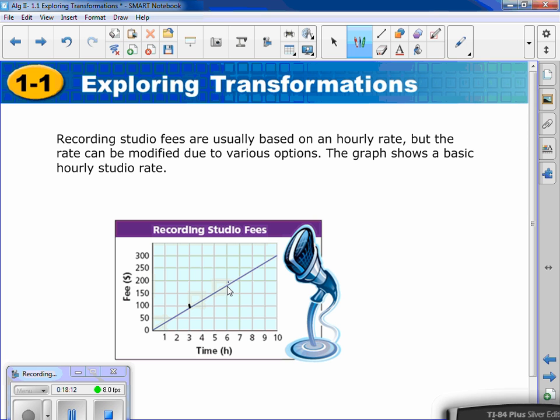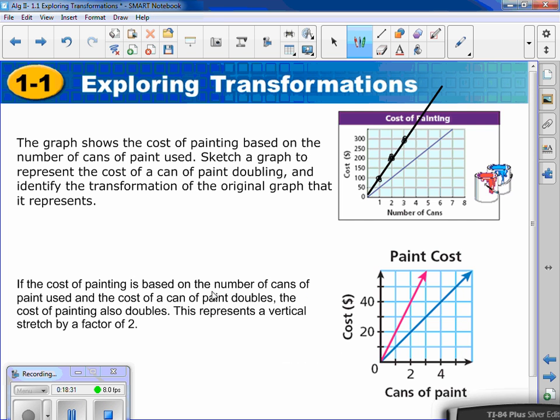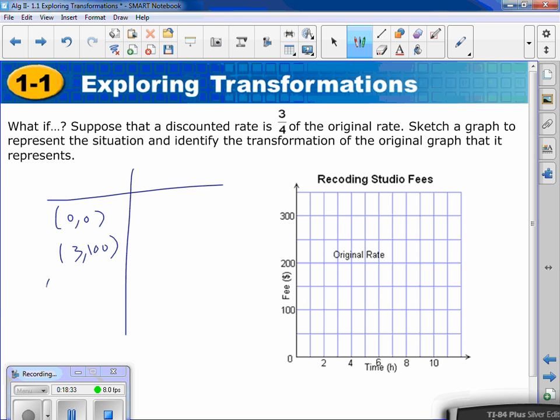What's another one, if you can see this? 5 is 150. Do I have to do every single one? No. I need to pick enough that I'm able to draw the graph. With 2 points, can I draw a line? Yes. So I'll have 3 just to make sure. What did you say, 5, 150?